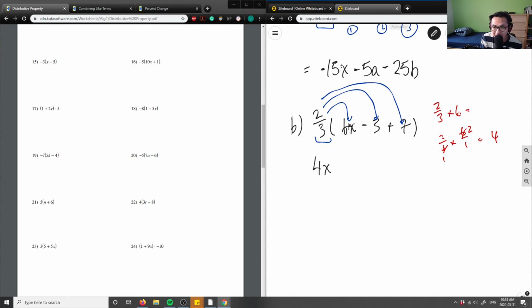Then what's 2/3 times -3? Let's check. Again, just a little aside here. We have 2/3 times -3/1. This cancels out to 1. This cancels 1. We have here -2, right? 2 times -1 here is -2. So again, 4x minus 2.